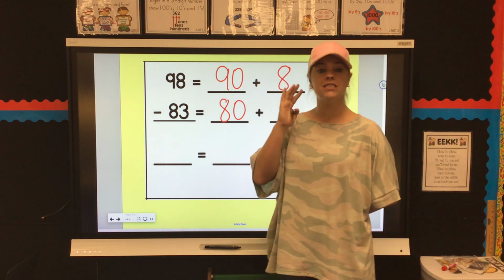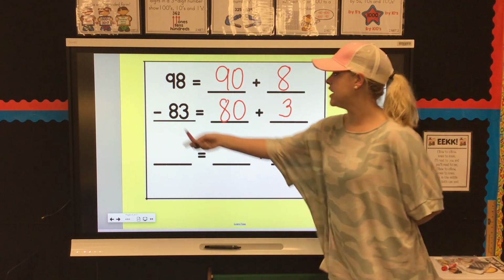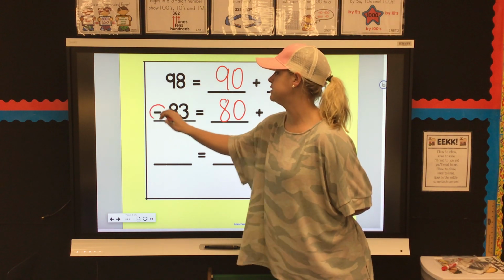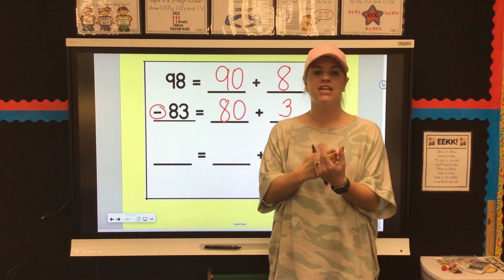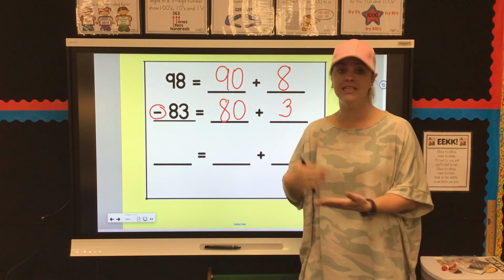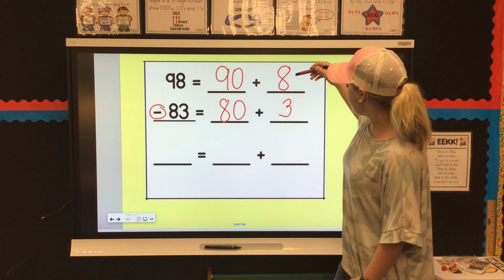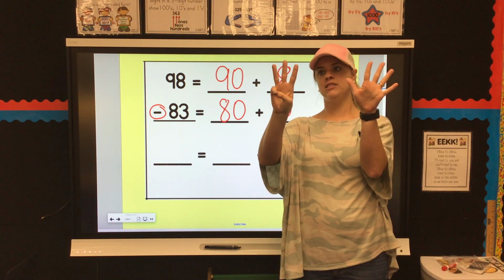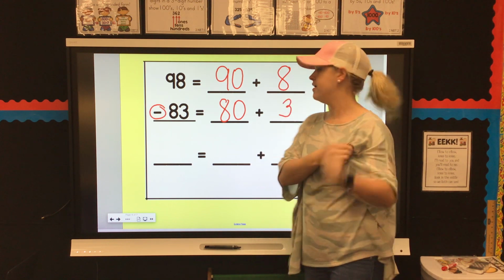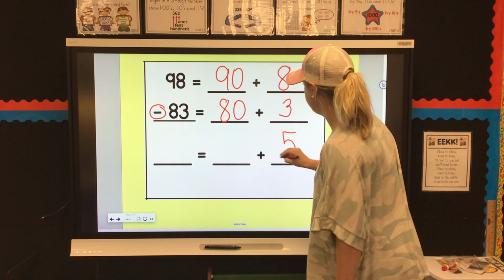Now, remember, we are going to subtract because our main problem is a subtraction problem. We always start with our ones, just like we did in addition. So here we go. 8 minus 3. 1, 2, 3 equals 5. 8 minus 3 equals 5.